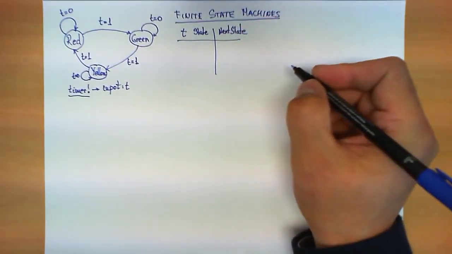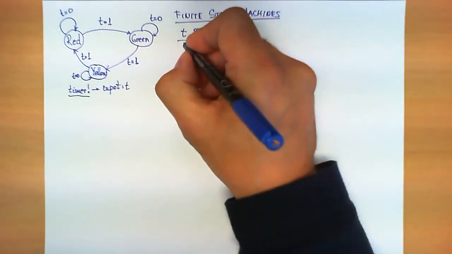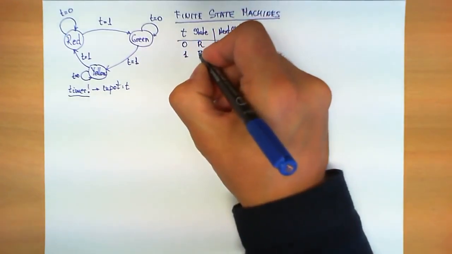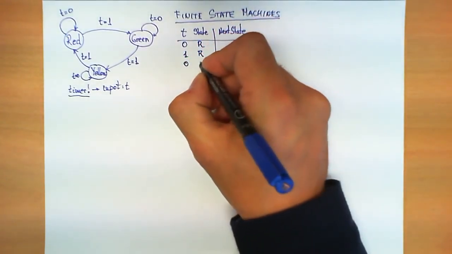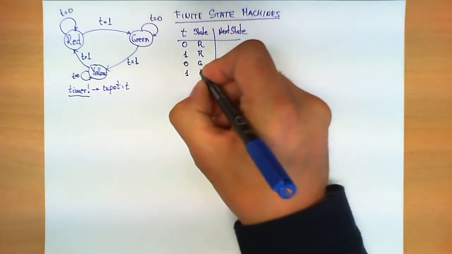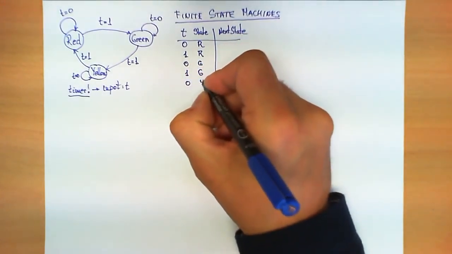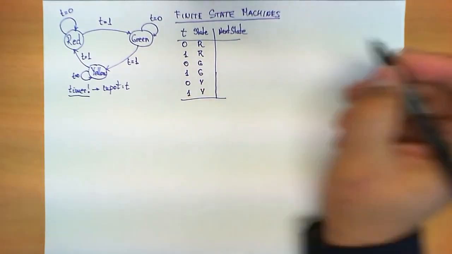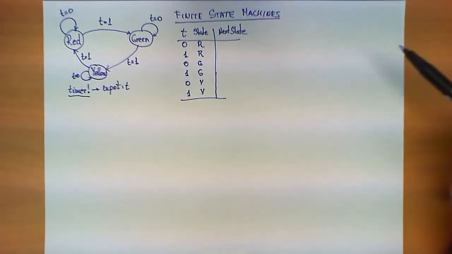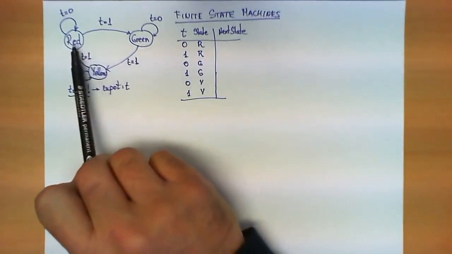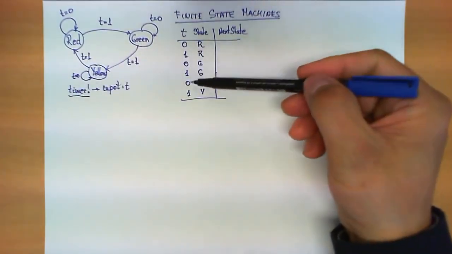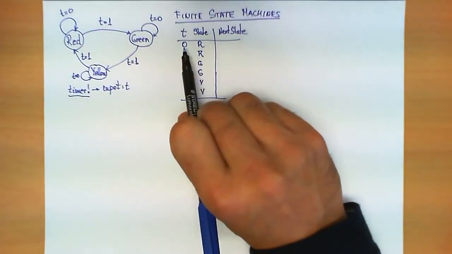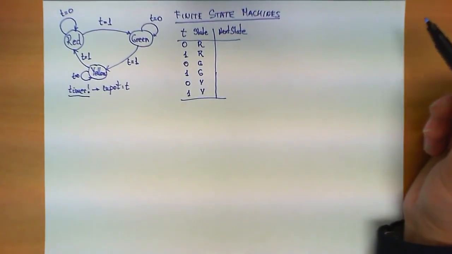And in this case, we have 6 combinations. t is 0 and we are at a red state, t is 1 and we are at a red state, t is 0 and we are in green, 1 and we are in green, and 0 and we are in yellow, and 1 and we are in yellow. So these are the 6 possible combinations we have between the states, which are red, green and yellow, and the possibility of 2 values in the input. Now the next state, we can write it for each of the combinations.